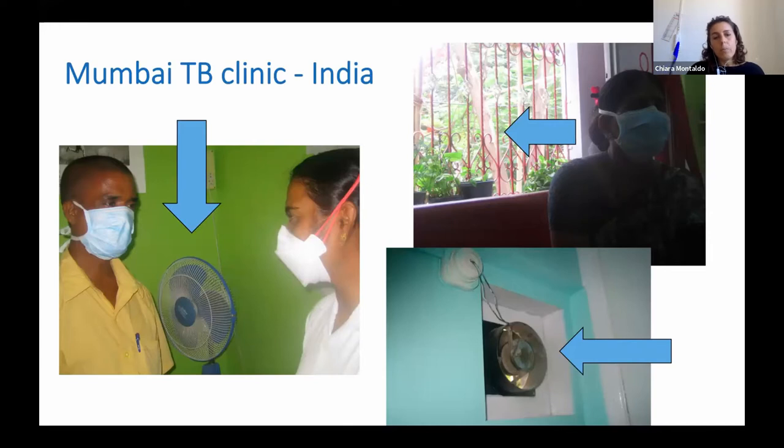For example, to have airflow, even with the help of fans and exhaust fans, which avoids the air going from the patient to the health worker, but better the other way around. So putting the fan, for example, behind the health worker in a way that the airflow is directed to the other side. So it is not coming to the health worker, but is going out.